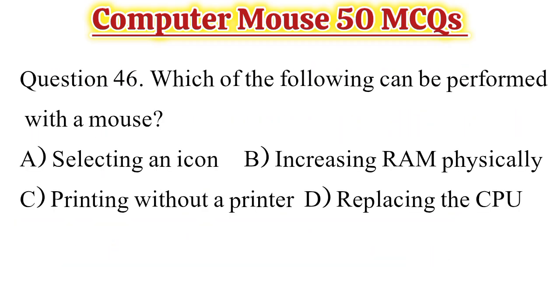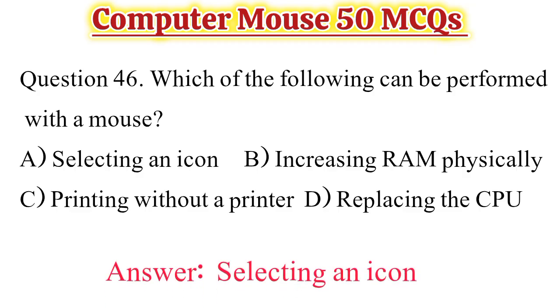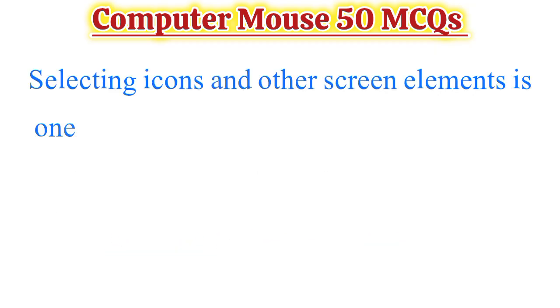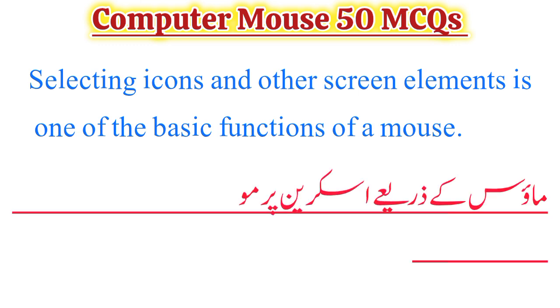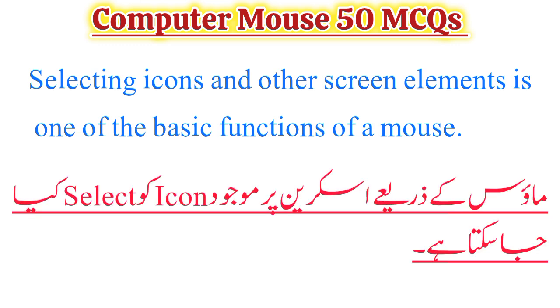46. Which of the following can be performed with a mouse? A. Selecting an icon. B. Increasing RAM physically. C. Printing without a printer. D. Replacing the CPU. Answer: A. Selecting an icon. Selecting icons and other screen elements is one of the basic functions of a mouse.